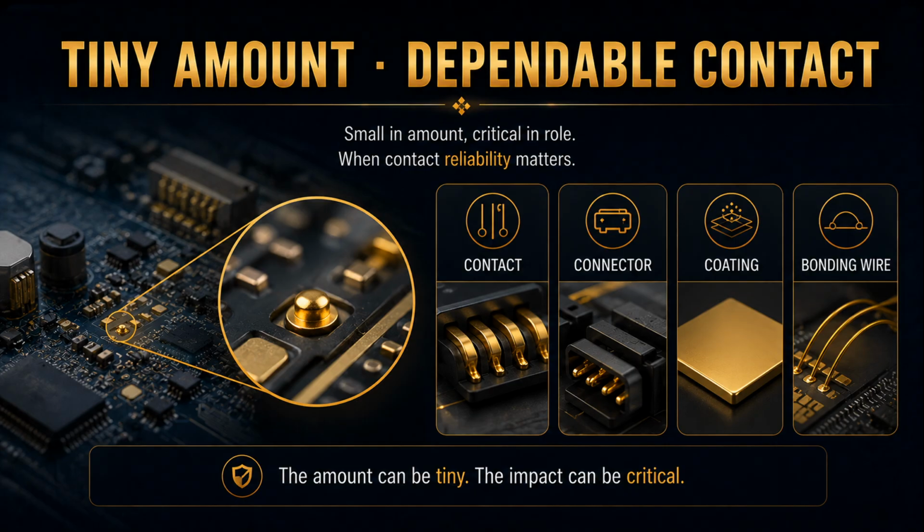This does not mean every device needs a lot of gold. It also does not mean 1 ounce can be turned into a fixed number of phones or computers. Modern devices vary too much for that kind of simple claim. A safer way to understand it is this. Gold is useful where the amount can be tiny, but the contact needs to remain dependable.